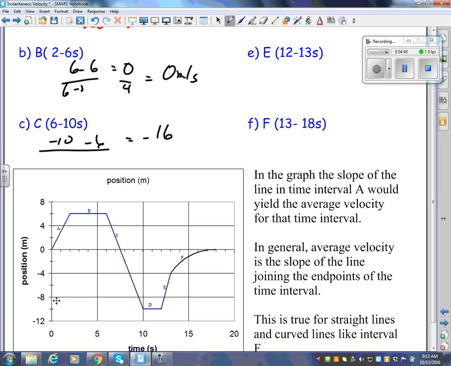And if you want to count that, you can. But keep in mind, there might be some decimal values eventually. And how long did that take from 6 to 10 seconds? Well, that's 10 minus 6, that's 4. So the average velocity is minus 4 meters per second.